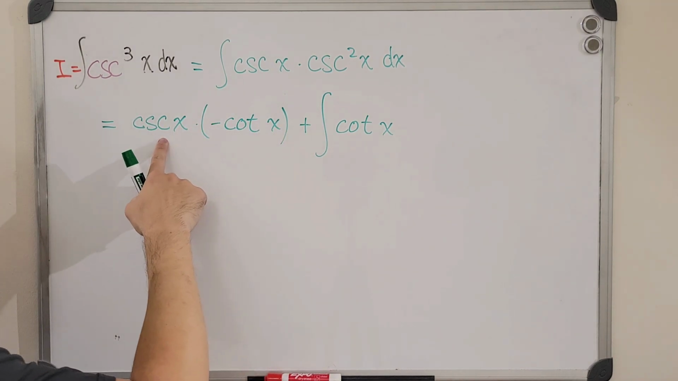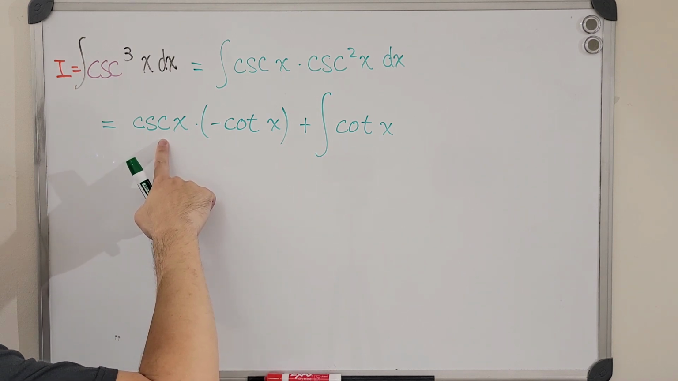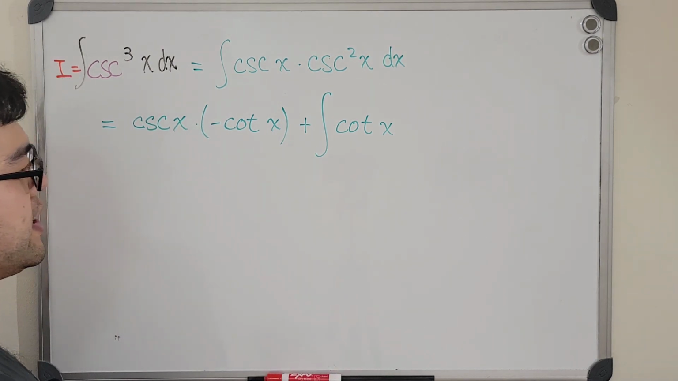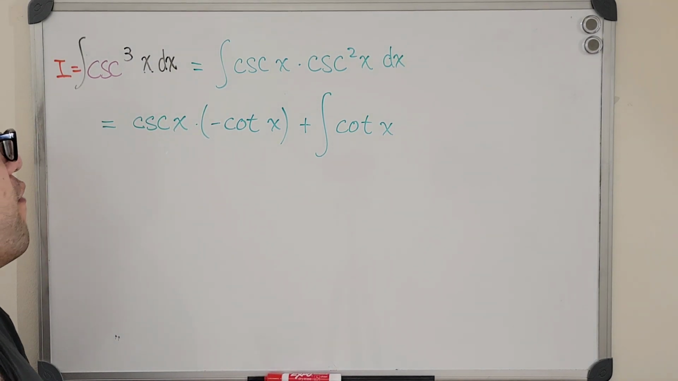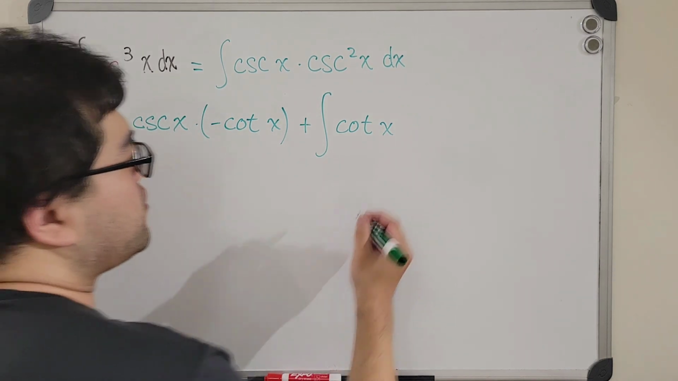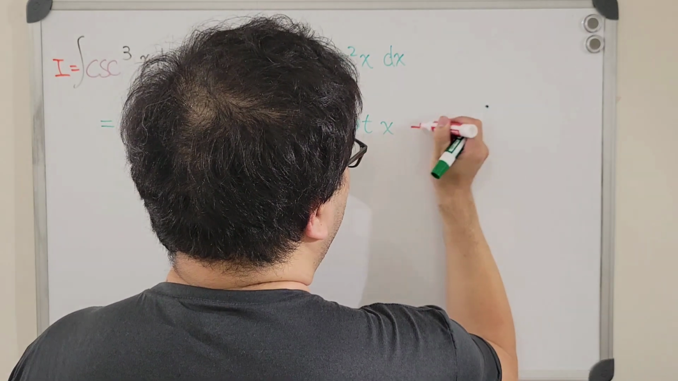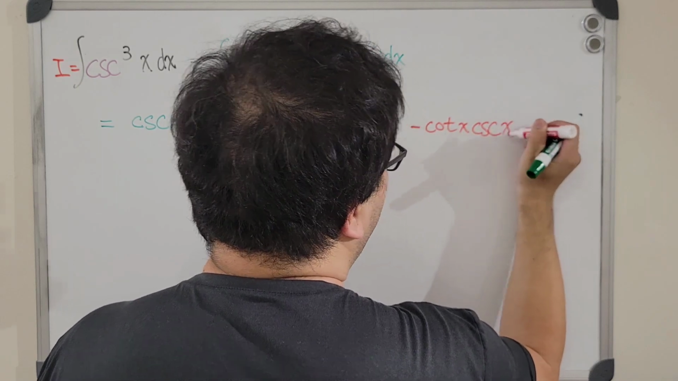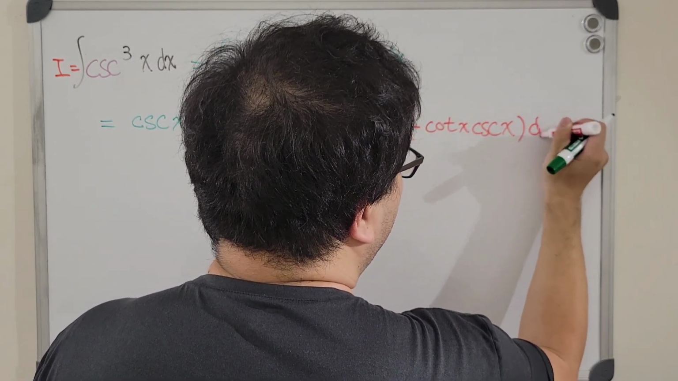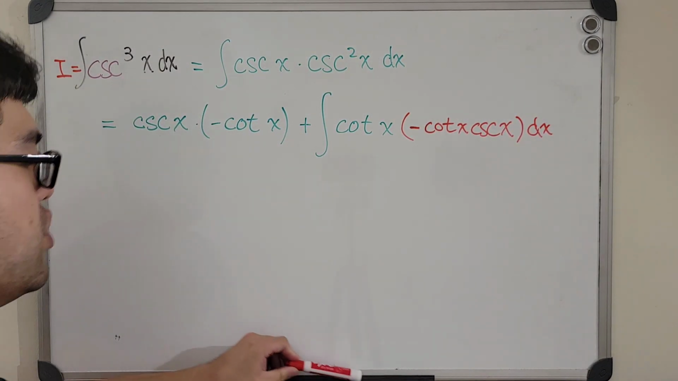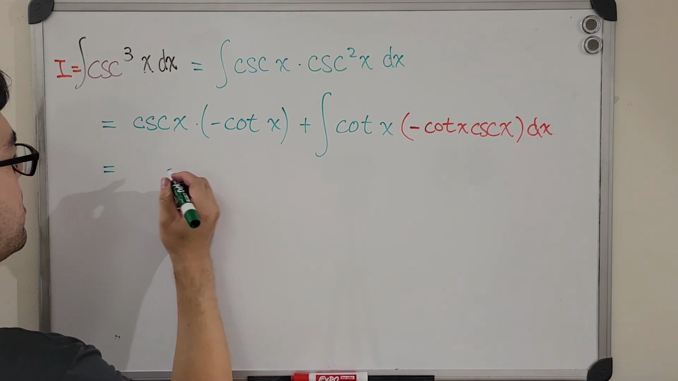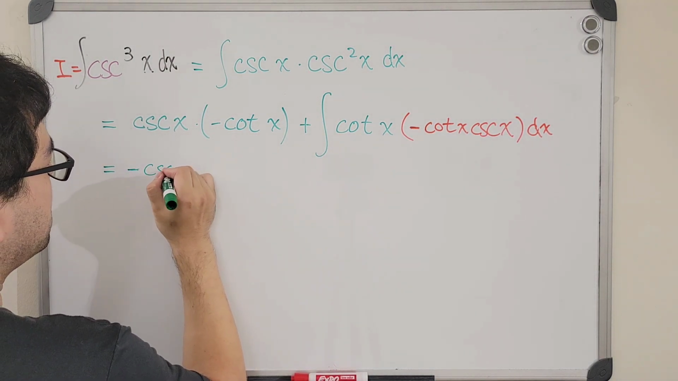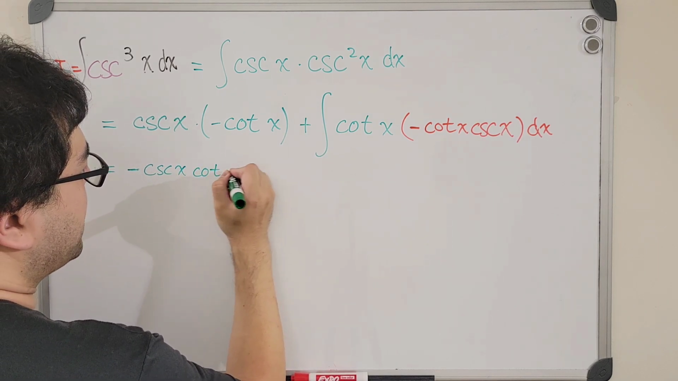Then we're going to take the derivative of u, which is, again, the derivative of cosecant is negative cotangent times cosecant, or you can put it the other way around if you want. And don't forget we have a dx here as du. Then we're now going to simplify the expression to get negative cosecant x cotangent x.